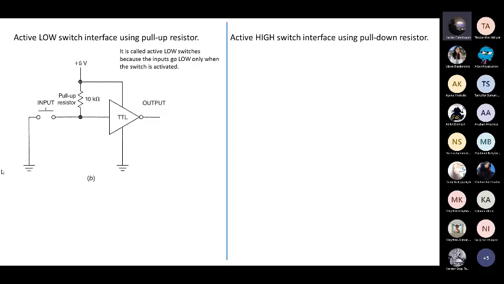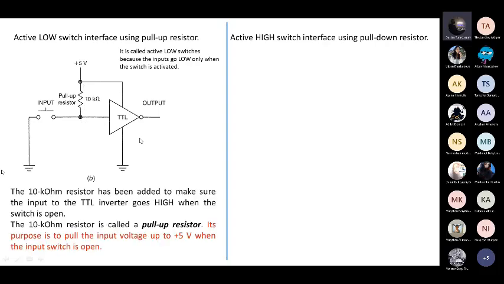Why? Because it's called an active low switch since the input goes low only when the switch is activated. When we activate it, the input will be low because it is connected directly to the ground, right? When the switch is deactivated, when it's opened, the pull-up resistor gives 5 volts to the input. Okay, so I actually explained this.